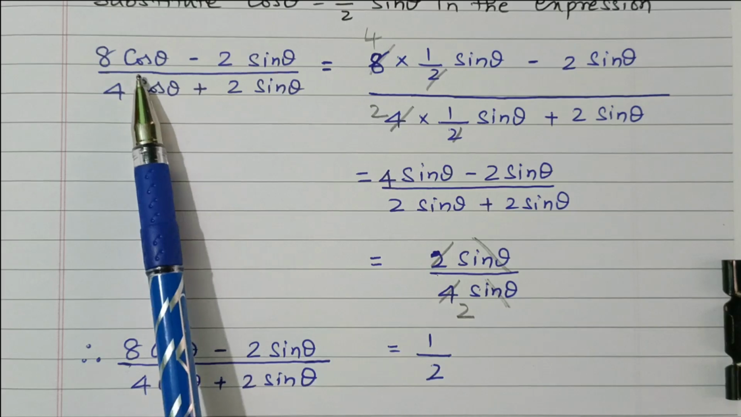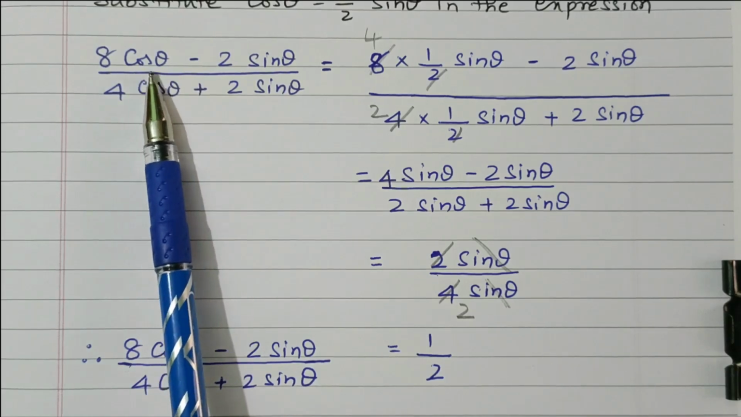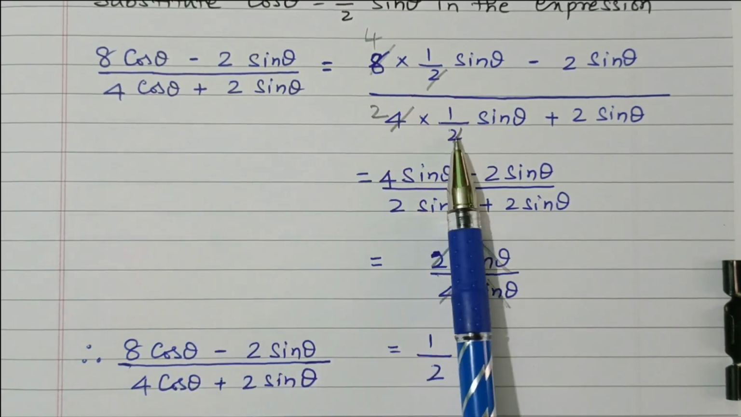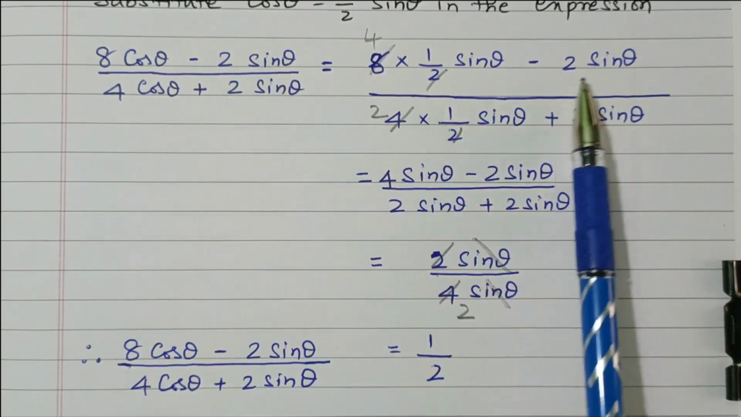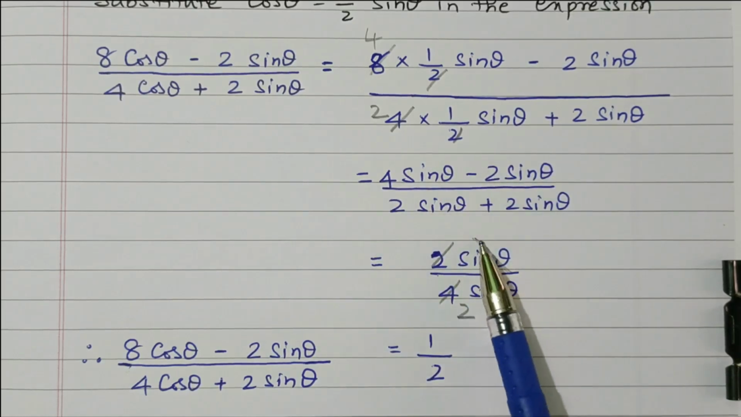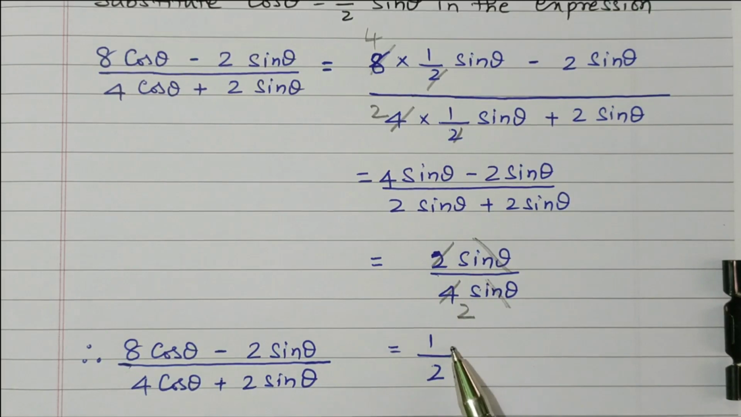So we substituted cos theta in terms of sin theta. Cos theta is replaced by 1/2 sin theta. This cos theta is replaced by 1/2 sin theta, and this sin theta we keep as it is. While simplifying, everything becomes sin theta. So finally sin theta got cancelled, and we got the value as 1/2.